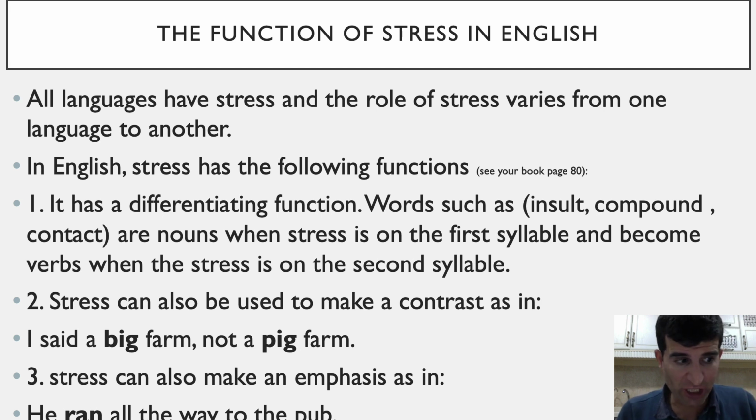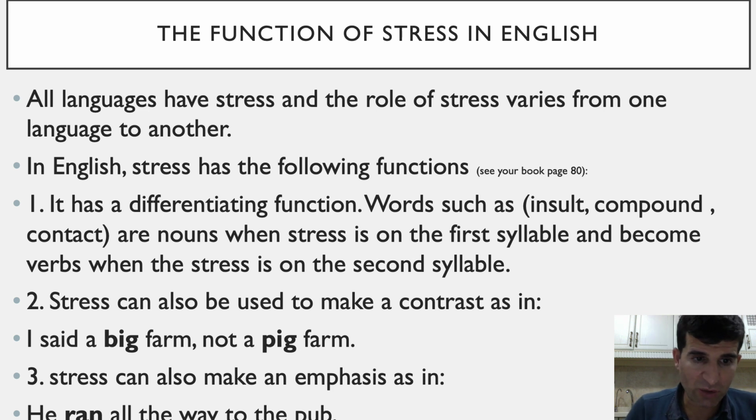So by changing the place of stress from the first syllable to the second syllable, it changes the meaning of the word, and it changes the part of speech of the word. Okay. Number two, stress can also be used to make contrast. Sometimes our listeners mishear or misunderstand us, and then we make a contrast between two words that are very similar in terms of their pronunciation. So somebody may misunderstand you, and then you make a contrast between two words that cause the misunderstanding.